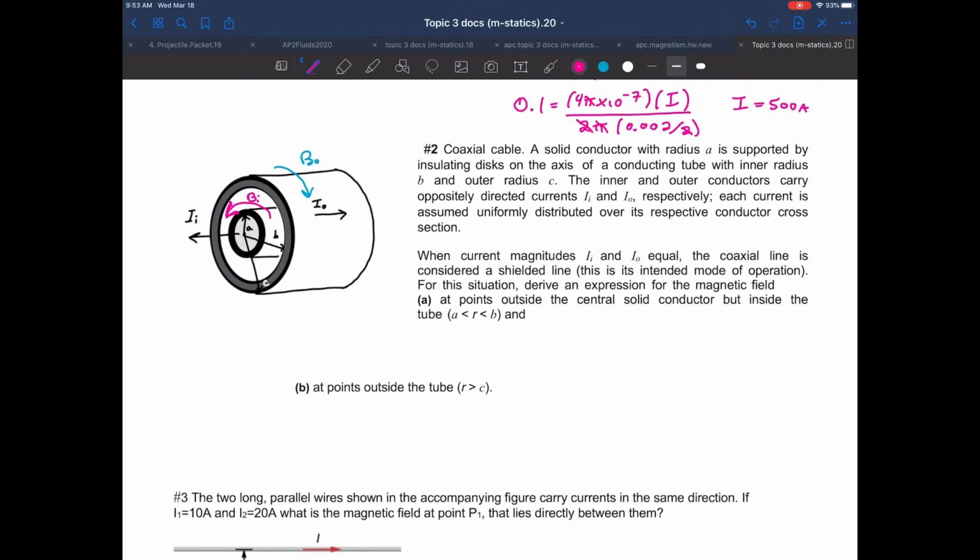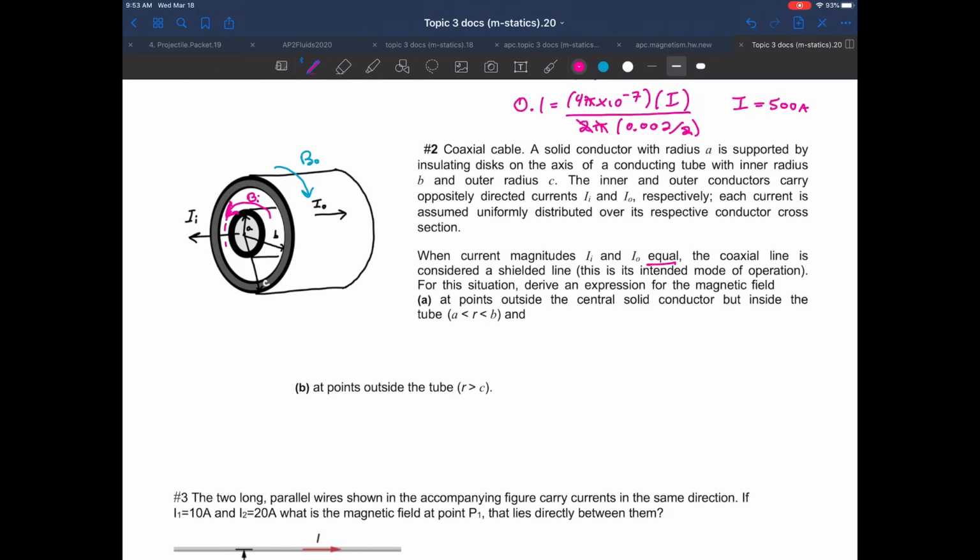So this is what can be referred to as magnetic shielding. We can run a wire with a strong inner current and an outer current, and theoretically be able to cancel those magnetic fields. So let's see here. When currents I in and I out are equal, the coaxial line is considered a shielding line. That is its intended mode of operation. For the situation, derive an expression for the magnetic field at the points outside the central solid conductor, but inside the tube. So this is the region that I drew in pink here.